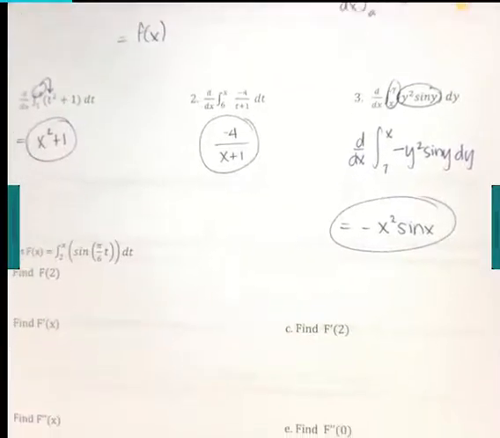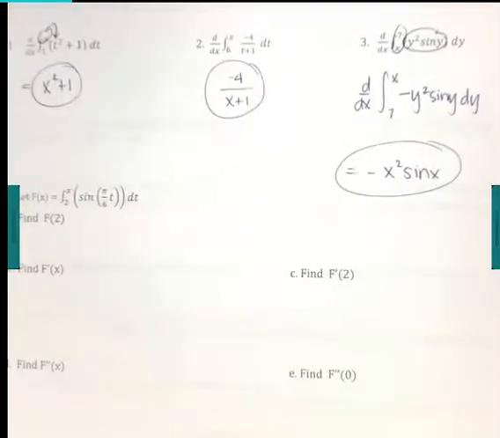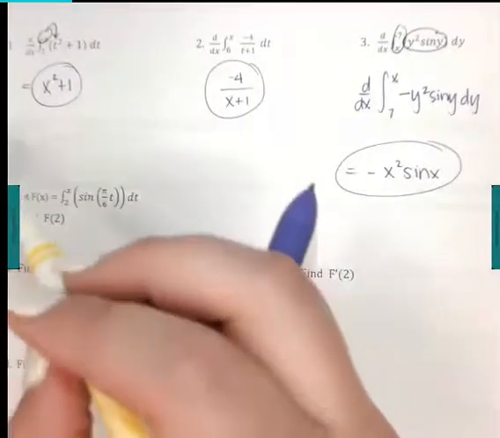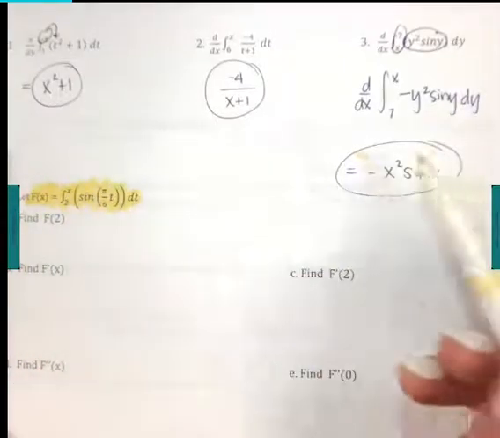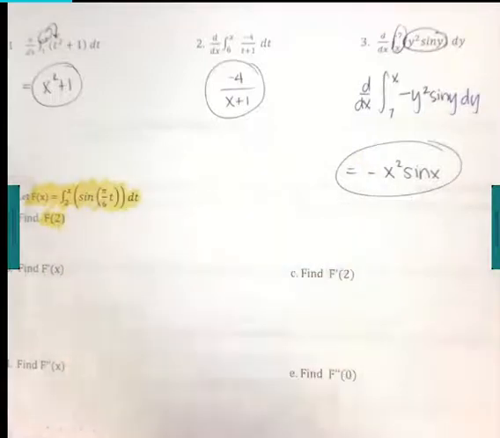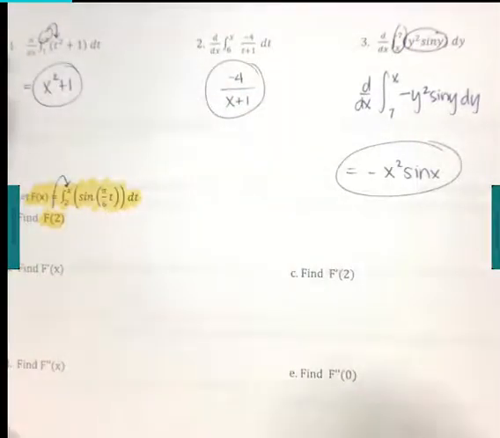Okay? All right, let's work through number 4. Okay, so we have a function right here. Notice that capital F has an integral in it. So the first thing they ask me to find is capital F of 2. Well, then all that I have to do is take 2, plug it in for x. What would I have then?